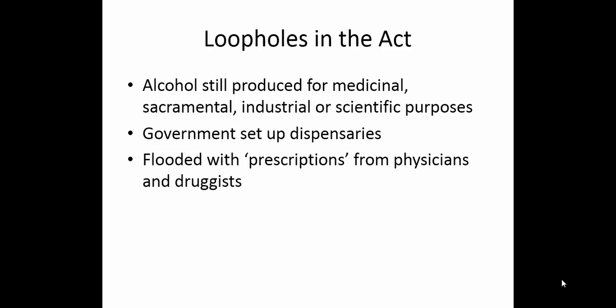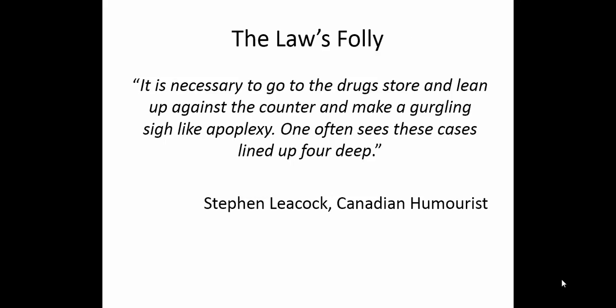The rate of sickness skyrocketed during Prohibition, where the desperate and sick public were now drinking ultimately hair tonic, medicine, industrial alcohol, anything they could get their hands on with alcohol. So it was a rather bleak time, and probably exactly the opposite situation from what the Act initially intended and what the temperance movement hoped for. Stephen Leacock, one of Canada's most revered and celebrated humorists at the time, said of this epidemic of imagined sickness, "It is necessary to go to the drugstore and lean up against the counter and make a gurgling sigh like apoplexy. One often sees these cases lined up 4 deep."